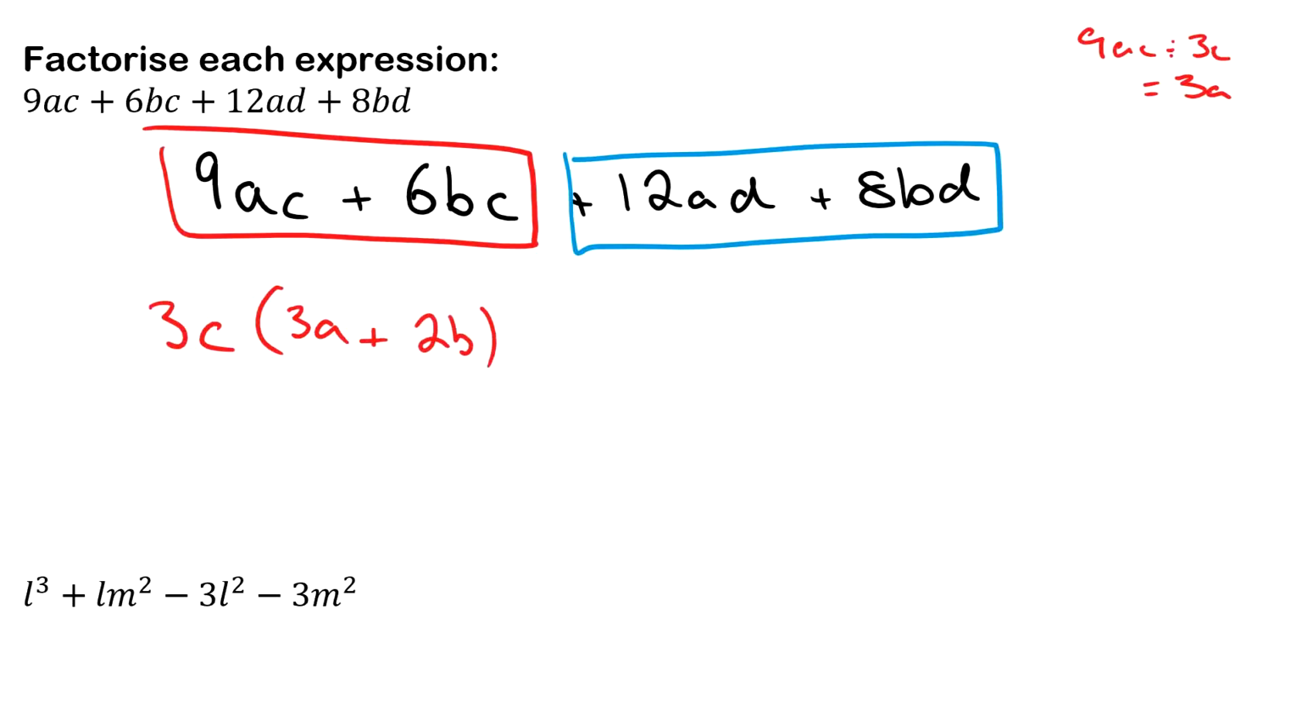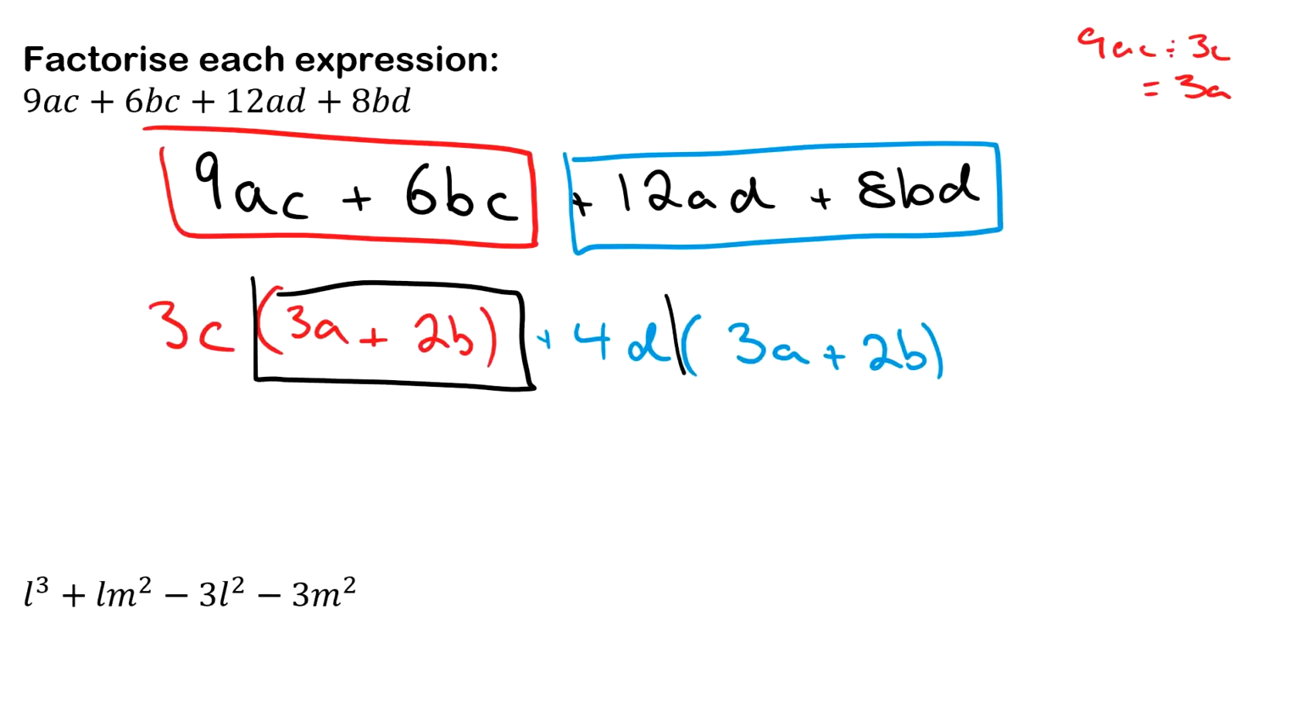I then look at our blue, and ask, what's common here? The biggest number that's common is 4. Then I look for any letters that are common. In this case, D is common, so I pull D out. Nothing else is common, so I put my first bracket. Now 12AD divided by 4D is 3A, and 8BD divided by 4D is 2B. Now you'll notice, I'll do this in a black pen, that these are the same.